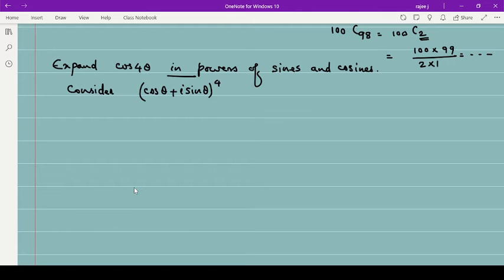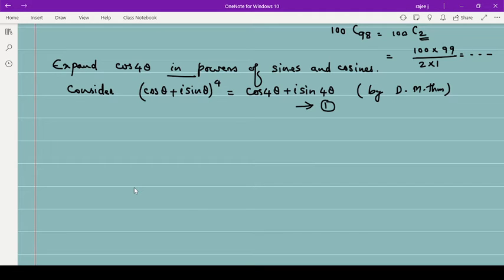When it is 4 theta, we'll be taking 4 here. If 10 theta, take 10 here. If 7 theta, take 7 here. Whatever number you want, put that number here. So (cos theta plus i sin theta) raised to 4 is equal to, by De Moivre's theorem, cos 4 theta plus i sin 4 theta. Let it be equation number 1.